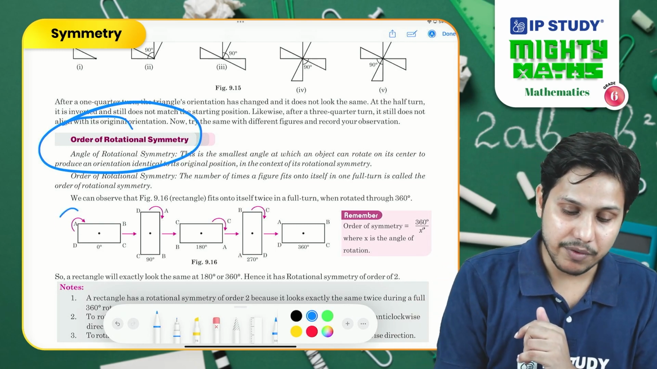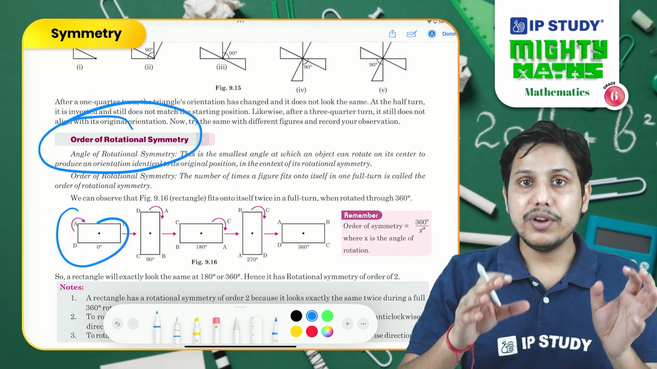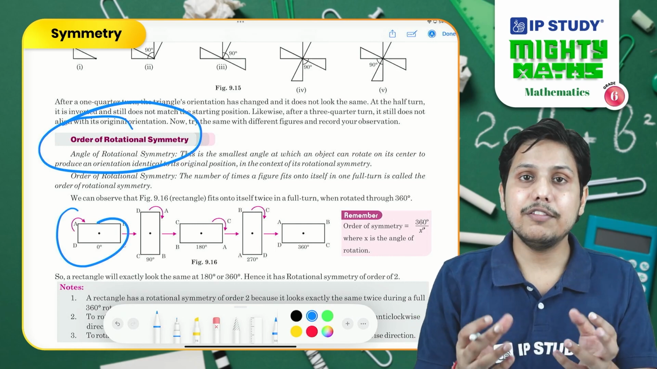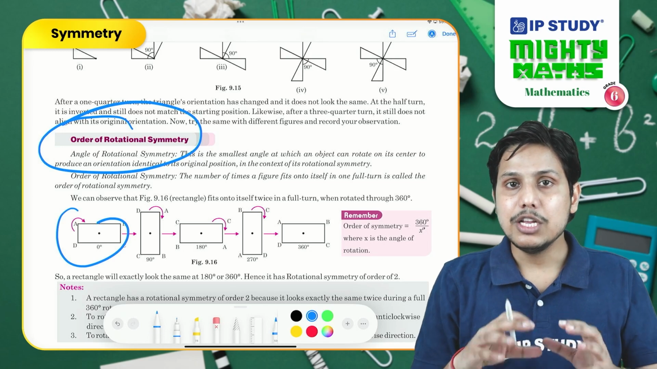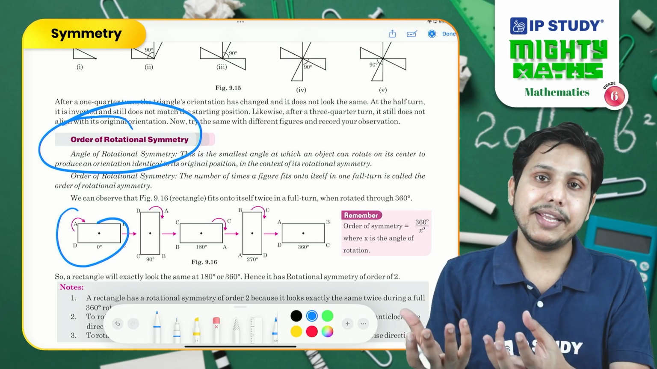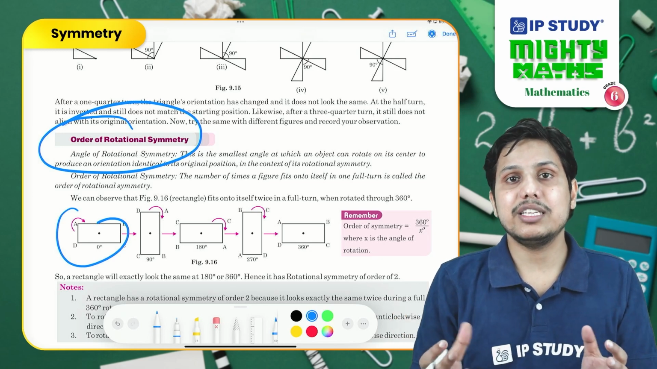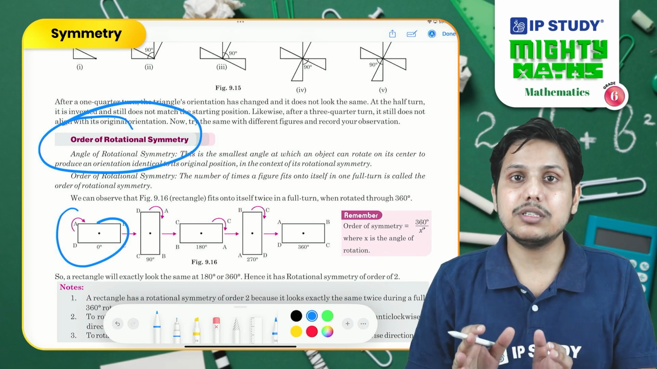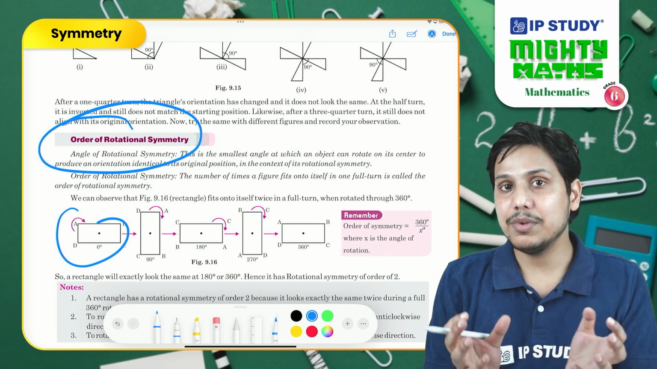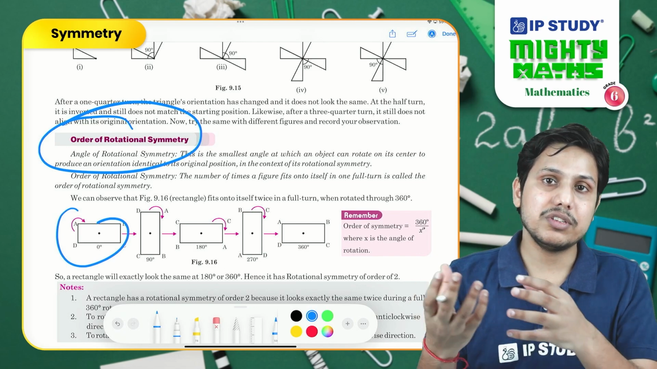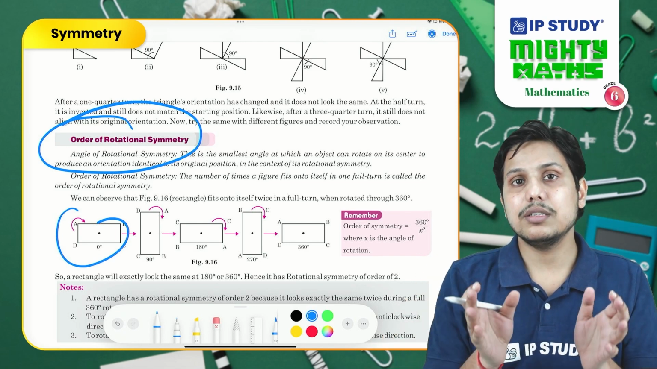For example, if we rotate a rectangle, it will look exactly like itself 2 times, one at 180 degrees and the other at 360 degrees. So here the order of rotation symmetry is 2 and the angle of rotation is 180, because the first angle at which the rectangle was seen with exactly the same orientation or same shape is the 180 degree angle.